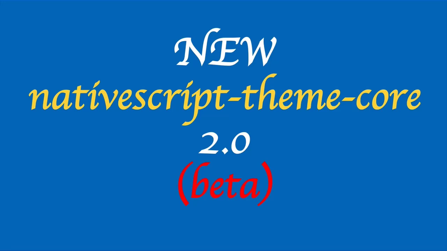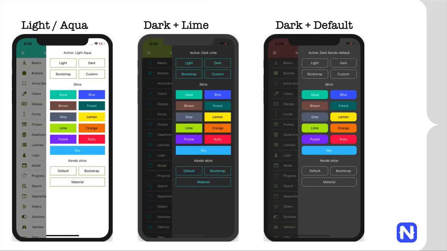The next thing on my list is the new NativeScript theme core 2.0, which currently is in the beta stage, and we hope to be ready with it completely by the release of NativeScript 6.1. And it's really nice. It's actually rebuilt from scratch, and you have a lot more options to choose from, and you can choose between a light and dark theme, and you can choose different skins on top of that. It's actually really nice and really amazing.